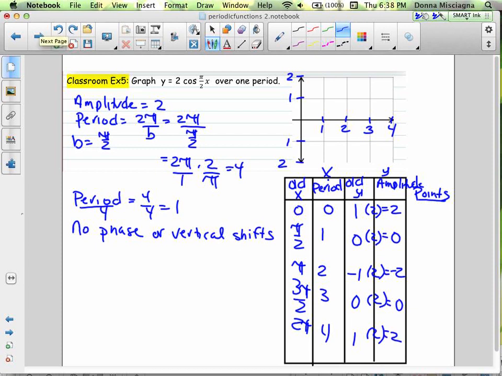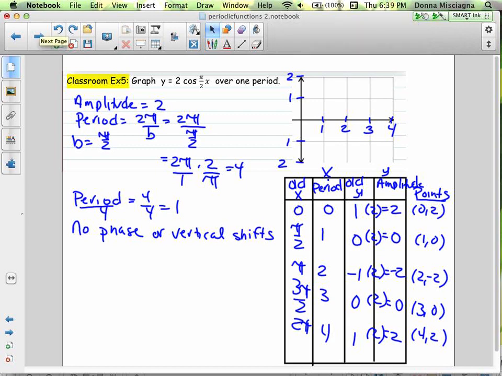Now we have the points that go with cosine. And so we have 0, 2. We start at the max. 1, 0. 2, negative 2. 3, 0. And 4, 2. And remember, it's okay to make a mistake. We all make mistakes. You just, when you realize it, you fix it. All right, 0, 2. Starting here, not down at 0, 0. 1, 0. 2, negative, or excuse me, 2, negative 2.